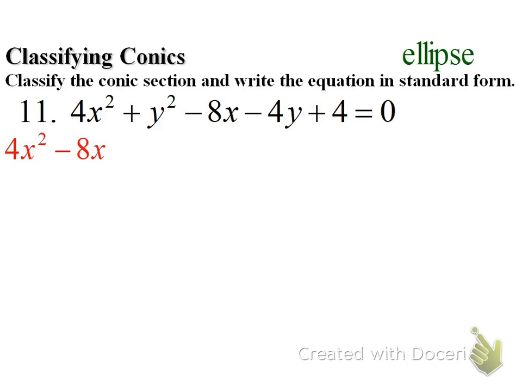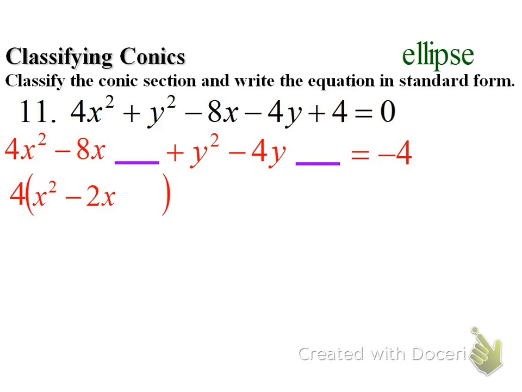All right. I'm going to get my x's together. Leave a space so I can complete the square. Get your y's together. Leave a space so you can complete the square. Get everything else on the right side. So I need to get rid of that plus 4, so I subtract 4. All right, before I can complete the square, I got to factor that 4 out from my x's. My y's are actually good to go.